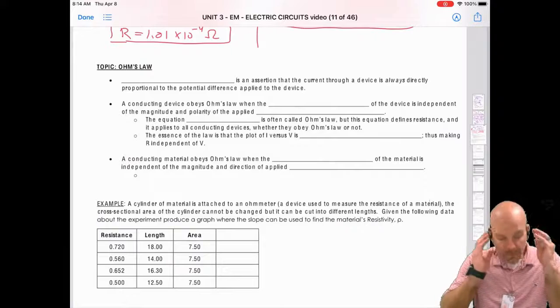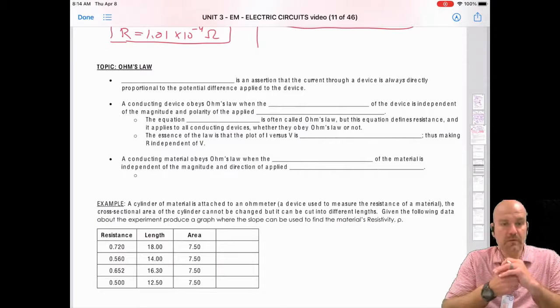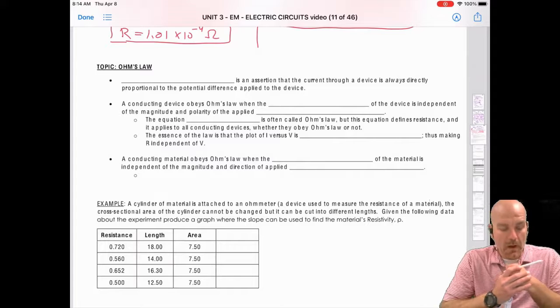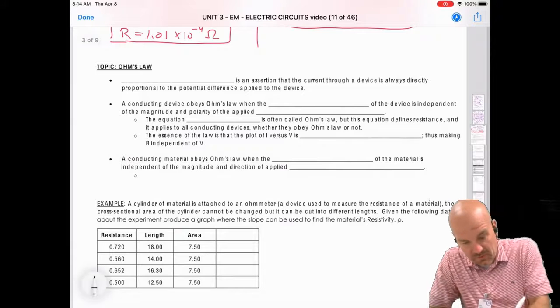Okay, so in this video, we're going to keep talking here in this electric circuits world, and what we're going to focus on is something called Ohm's law.